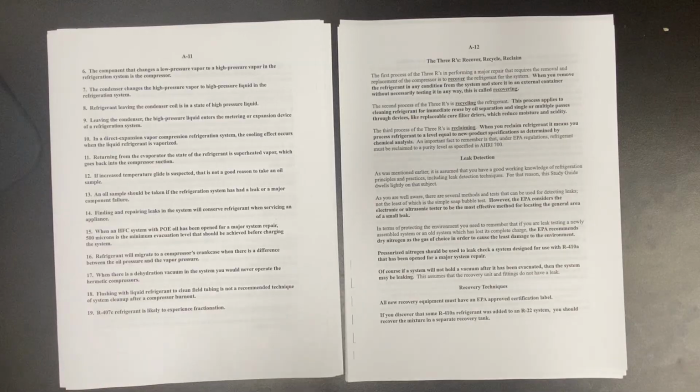Page A11. The component that changes a low pressure vapor to a high pressure vapor in the refrigeration system is the compressor. The condenser changes the high pressure vapor to high pressure liquid in the refrigeration system. It's like when you have condensation on your glass, water on the outside of a cold glass, that's condensation. This condenser is actually changing that vapor into a liquid. Refrigerant leaving the condenser coil is in a state of high pressure liquid.